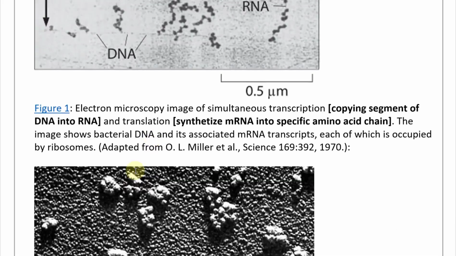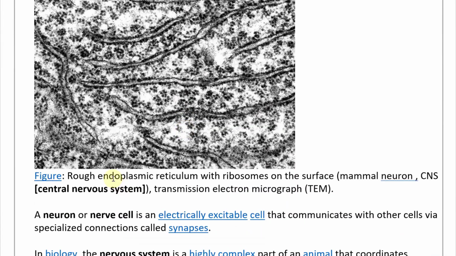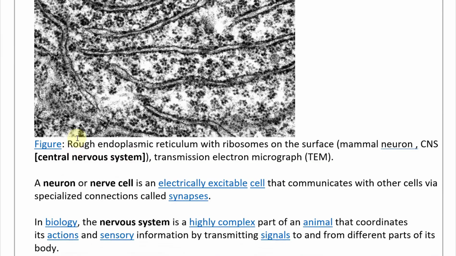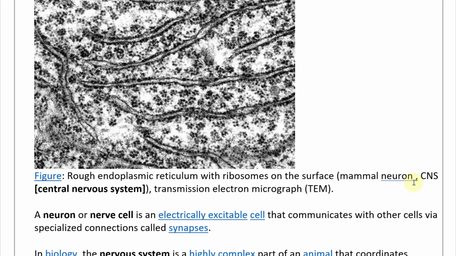So it's very close up, zooming in on these little dots there. Let's continue further. And here is another figure. This one is from this site, sciencephoto.com. So rough endoplasmic reticulum with ribosomes on the surface, in a mammal neuron. It's a brain cell. I'll put a dot there, and then CNS, or central nervous system, transmission electron micrograph.